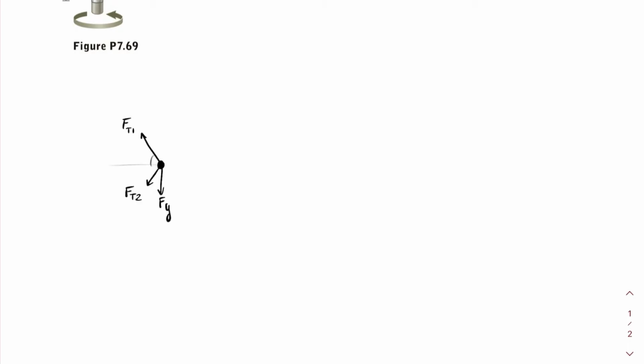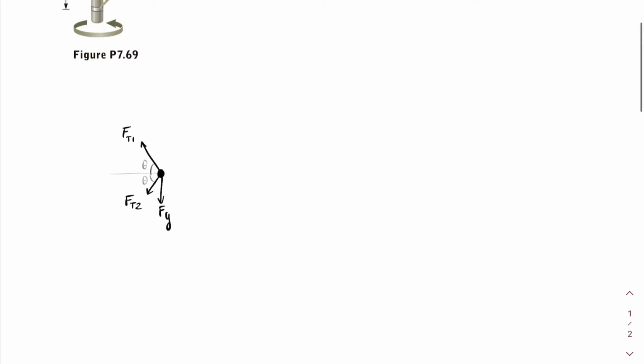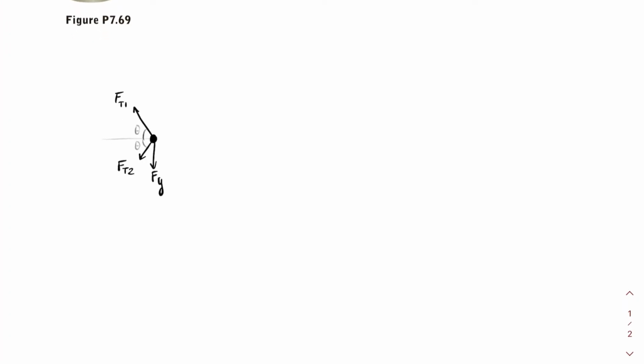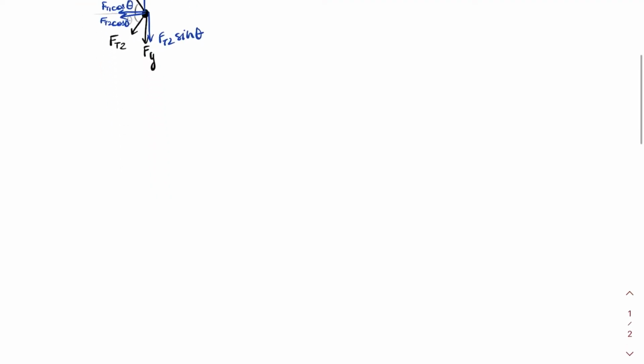Now since we know that it's in the middle, we can label both of these angles as theta. And we can break this up into components. The angles here for both of those should be cosine. So this is FT1 cosine of theta, and this is FT2 cosine of theta. So the one going upwards will be FT1 times sine of theta, and the one going downwards would be FT2 times sine of theta. Now let's draw that better on another free body diagram down here.